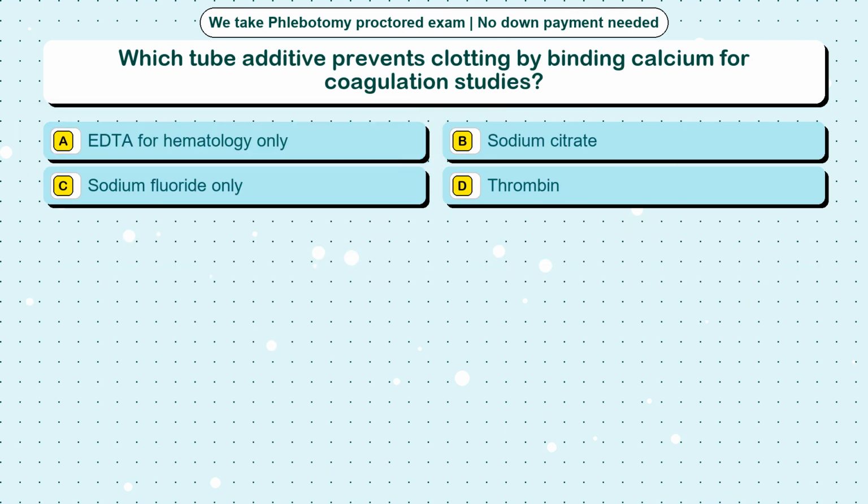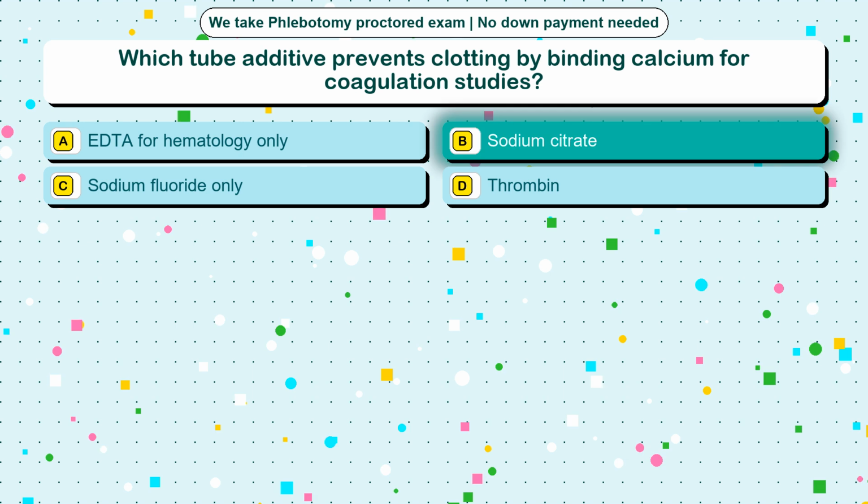Question 3. Which tube additive prevents clotting by binding calcium for coagulation studies? Option A. EDTA for hematology only. Option B. Sodium citrate. Option C. Sodium fluoride only. Option D. Thrombin. The correct answer is option B.